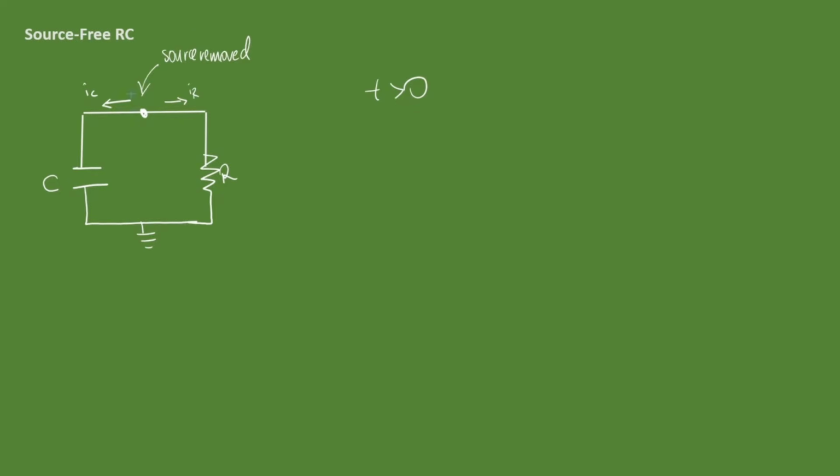Now for our circuit, we have IC and IR both leaving the node, and we don't have any current entering. So we end up with IC plus IR is equal to 0, which is perfectly fine. Now we're going to make some substitutions. From capacitors, we know that the current flowing through a capacitor is C dV/dt. And from Ohm's law, V equals IR, so I is V over R. So we have C dV/dt plus V over R is equal to 0.